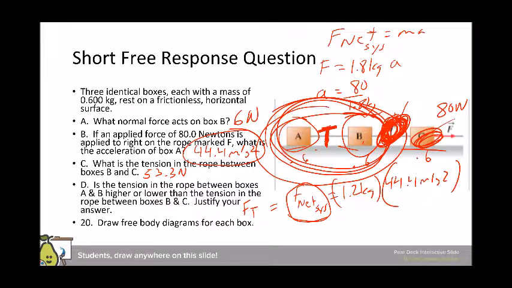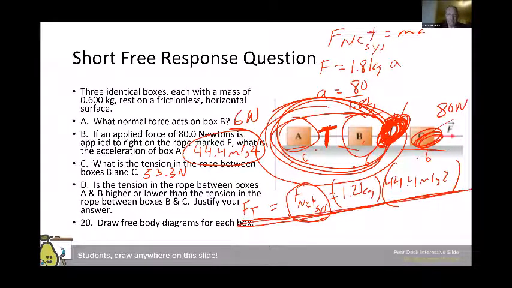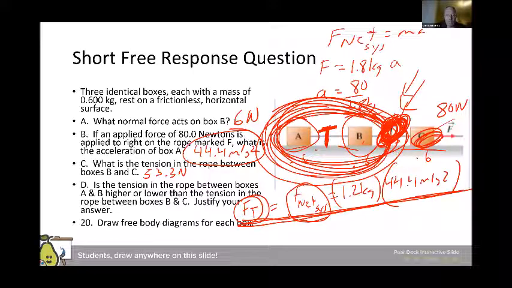I mean, it shouldn't be, right, because all the boxes weigh the same. So you're saying it should be the same, not higher or lower. Well, think about my logic though. This tension right here was the net force acting on those two boxes, right? This tension is the net force acting on what? Box A. And therefore it must be what? Higher, lower, same as this tension right here.